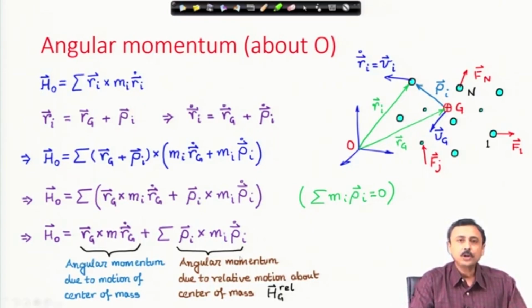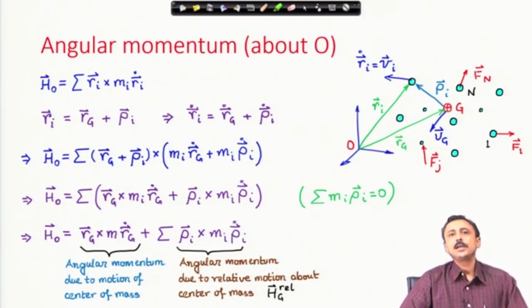because m_i rho_i dot is the relative linear momentum of the ith particle with respect to the center of mass, and rho_i cross m_i rho_i dot gives you the moment of that relative linear momentum. Therefore, this is denoted by H_G rel, the angular momentum relative to the center of mass, the angular momentum of the system relative to the center of mass.